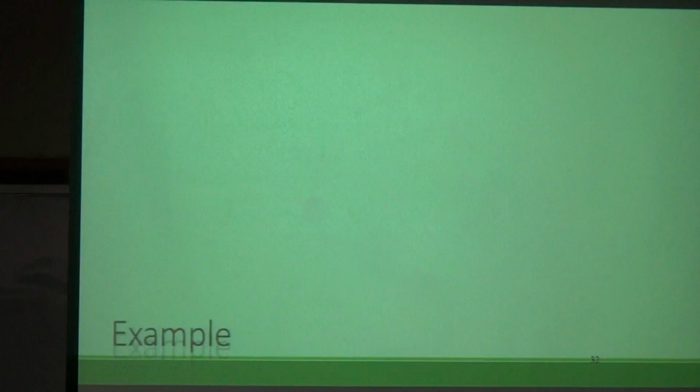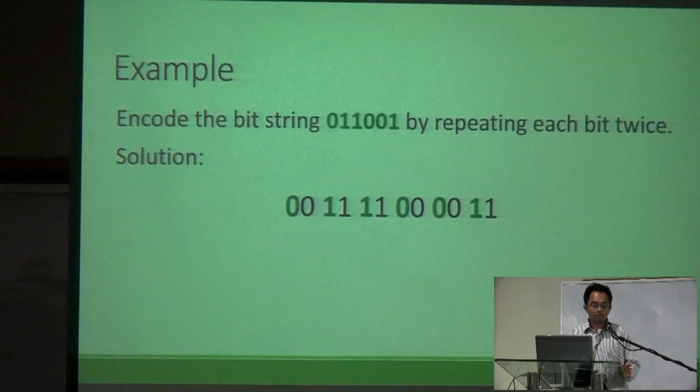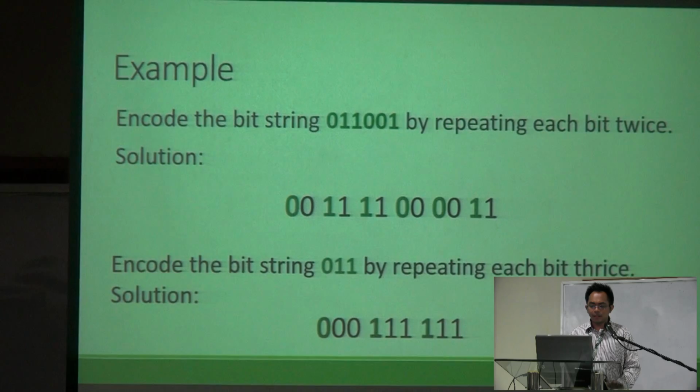So, in terms of ones and zeros, you can repeat every bit twice. So the first 0 became two 0s, the second 1 became two 1s, and so on. So this will be your code word now instead of the original 011001. It gets longer, no? It gets longer, which means you increase your chance of detecting and correcting errors.